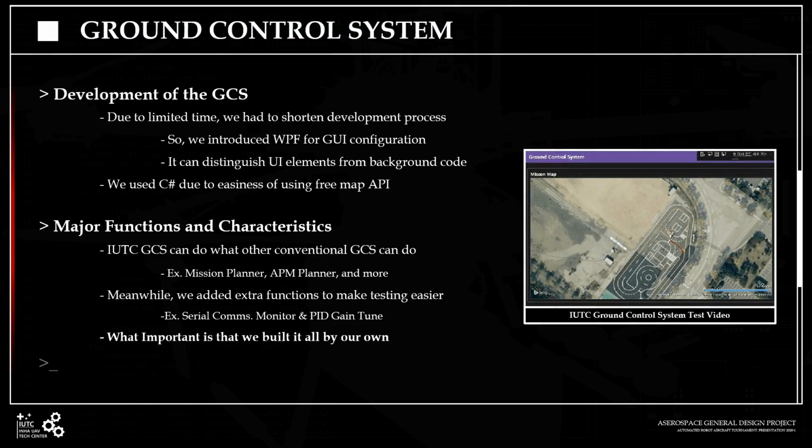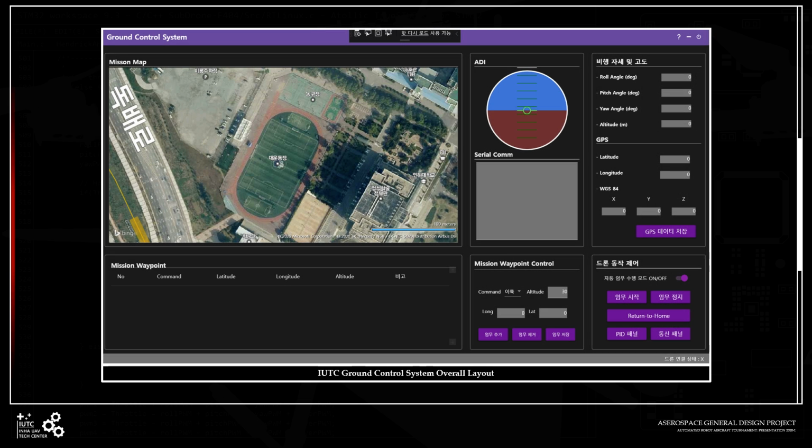We also developed our own GCS. WPF helped us distinguish UI elements from background code. For language, we used C# for ease of access to free map APIs. Our GCS can do what other conventional GCS can do. Furthermore, we added more functions to make drone testing much easier. An important point is that we made all this on our own. This image is an overall layout of our IOTC GCS. You can see the buttons, layouts, and functions.